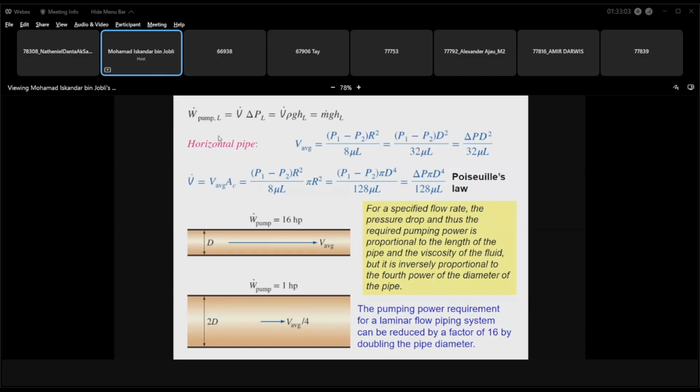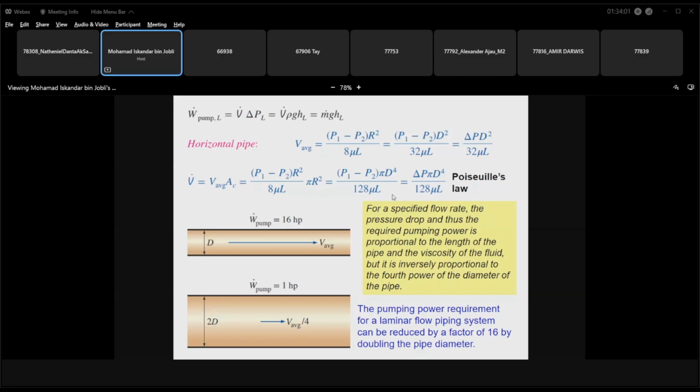The pump power is the volume flow rate multiplied with the delta PL, which is the pressure loss. So you have V multiplied with this, and we know initially that the pressure drop is rho g HL. Now, the moment you have rho multiplied with V, the volume flow rate multiplied with rho, you have the mass flow rate. Mass flow rate times g HL. So W pump, the pump requirement, can be calculated using this equation: W pump equals m g HL, the mass flow rate, gravity, and HL, the head loss.